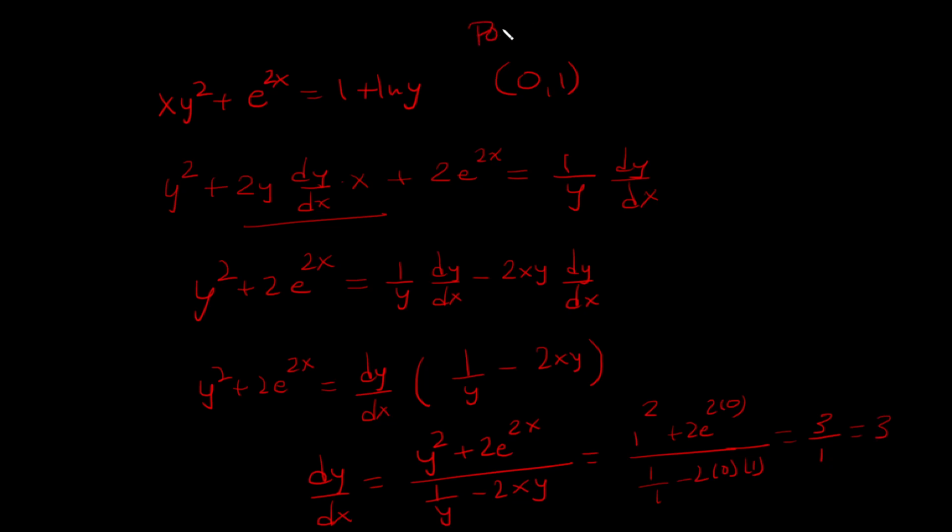So now we go up here, the point is (0, 1) and the slope is 3. Notice that when x is 0, y is 1, this is also the y-intercept. So the y-intercept is 1. And so if we want to use the slope-intercept form, we have slope 3 and y-intercept 1. And so this is going to be our tangent line.